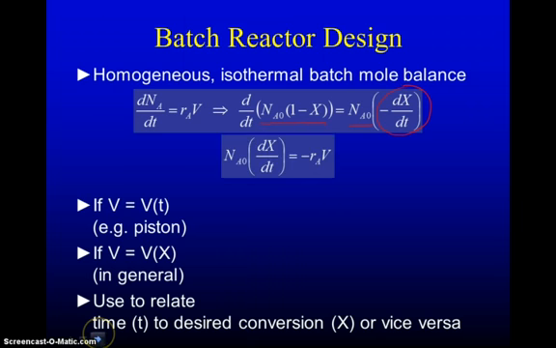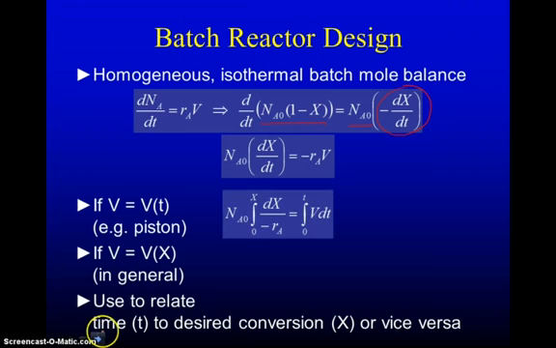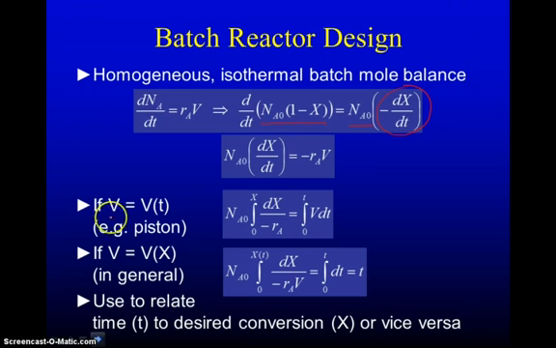So with that, we can rewrite our mole balance as the initial number of moles times the rate of change of conversion equals the opposite of the rate of consumption, or the rate of production of A times the volume. And we can reorganize this equation to look like Na naught times the integral from 0 to x of dx over negative Ra is equal to the integral from 0 to t of the volume. And if the volume is a function of time, then this expression is useful. For example, if we apply a piston which is moving so that we know how the volume varies with time, we can use this expression and integrate. Of course, if the volume is constant, this is very easy to integrate.